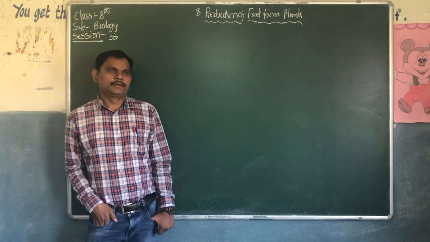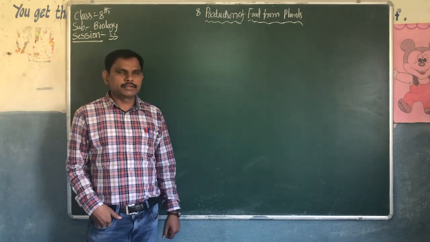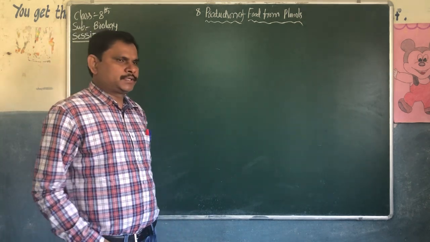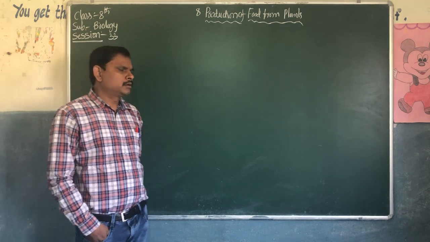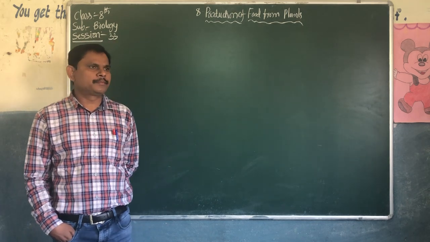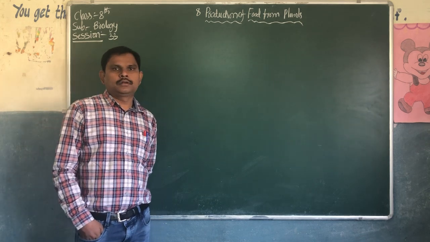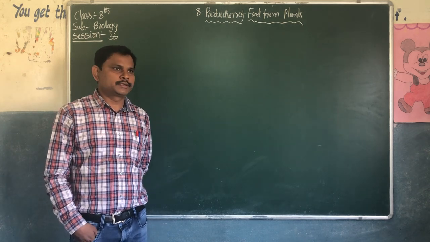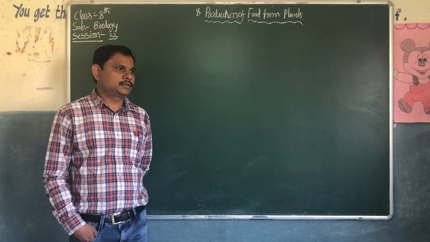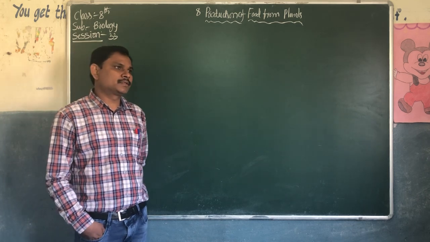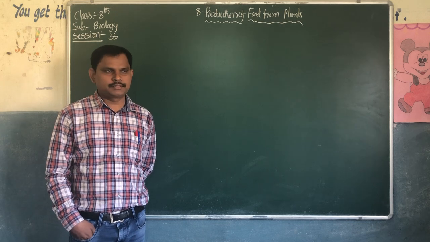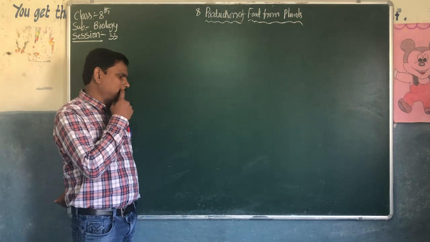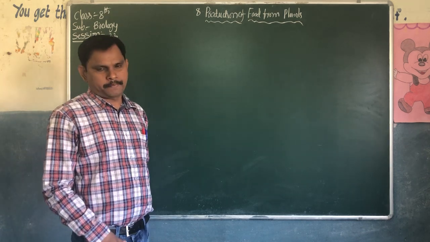Hi students, so we are discussing the 8th unit, that is the production of food from plants. In the last class we discussed so many definitions, like what is crop, what is agriculture, what are long-term crops, what are short-term crops, what is kharif season, rabi season, long night duration plants, short night duration plants, and neutral plants. In today's class we are going to discuss the production of paddy.